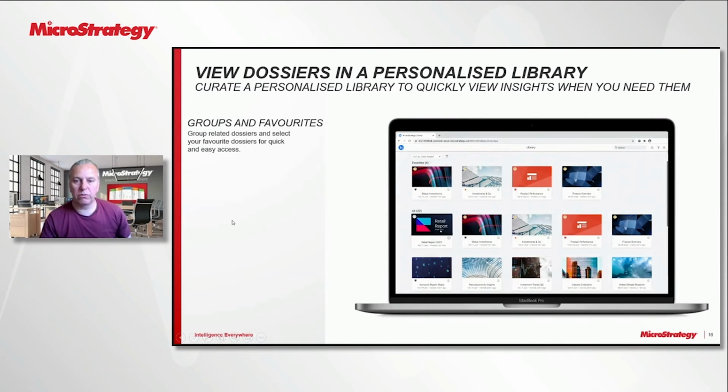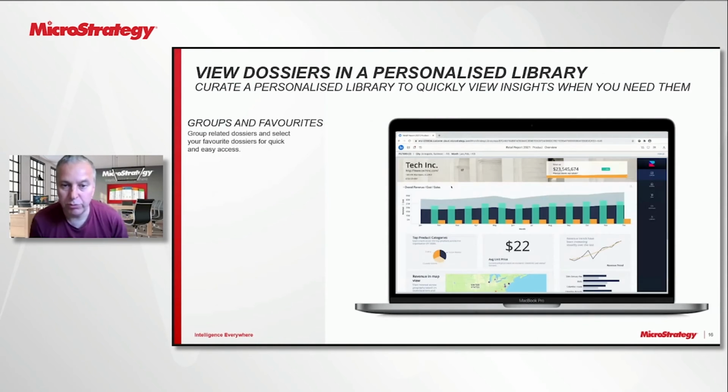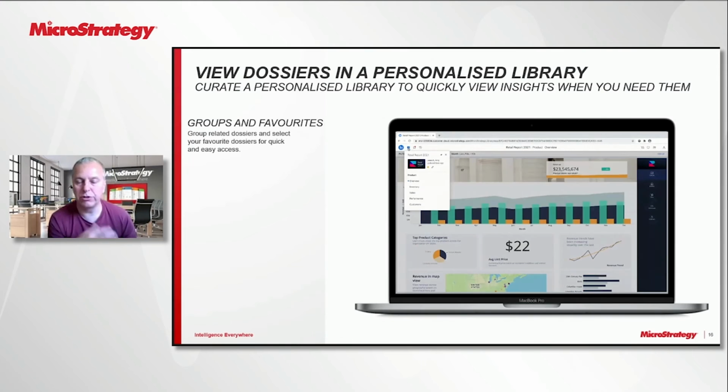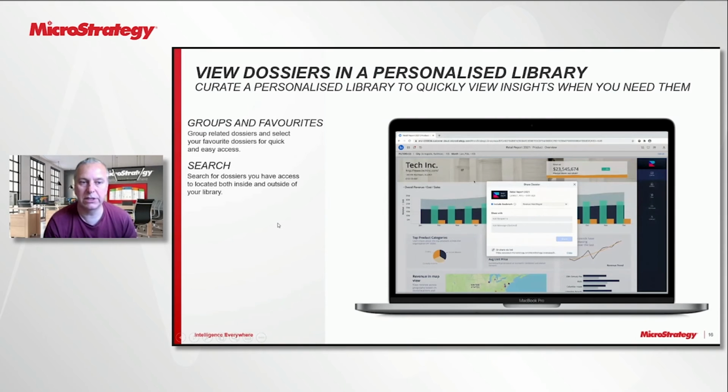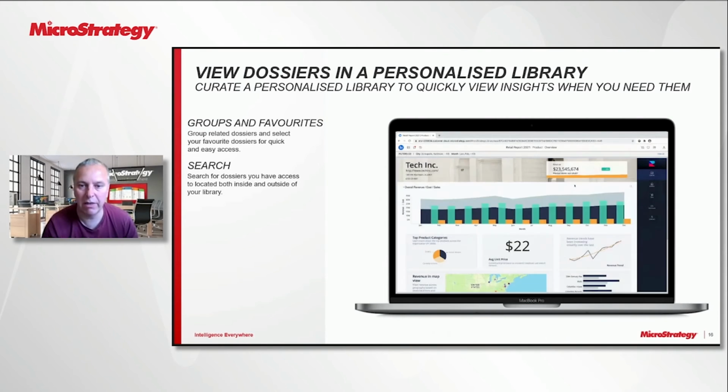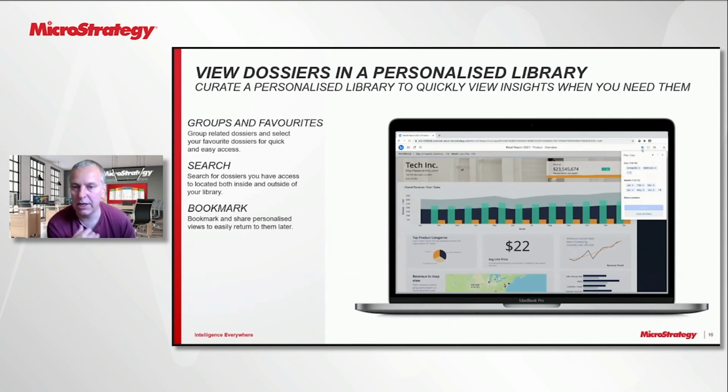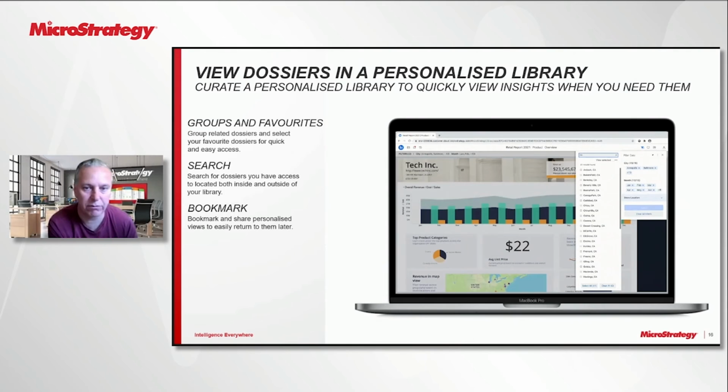The library allows you to group dossiers together. So the user can choose which dossiers they add to their library. Someone could share a link with them to a dossier, and if they find it useful, they can add it to their library. You've got the ability to search for dossiers within your library, and then you've got the ability to add bookmarks. We talked about bookmarks earlier. It's the ability to have one dossier that serves multiple people because they can quickly get to the part of the dossier that they really care about on a daily, weekly, whatever it is basis.